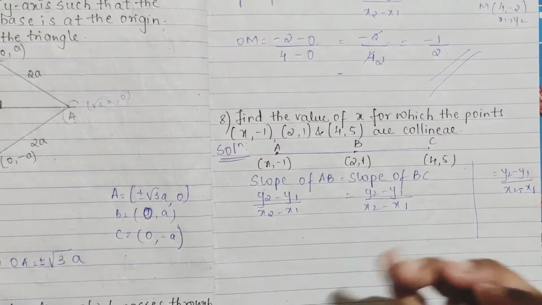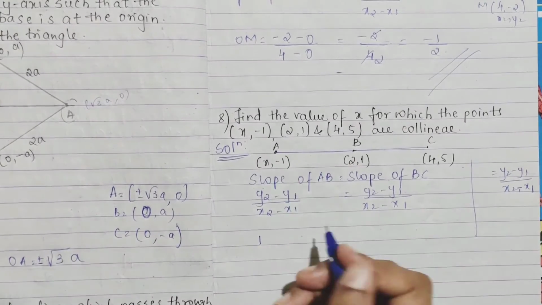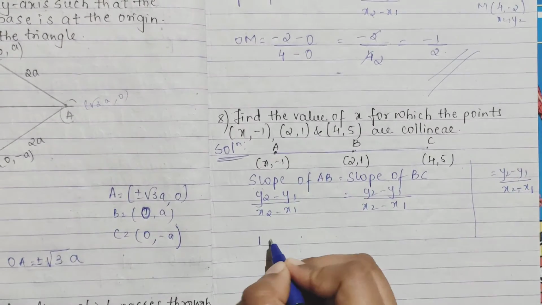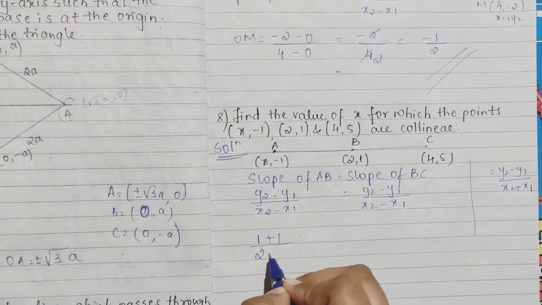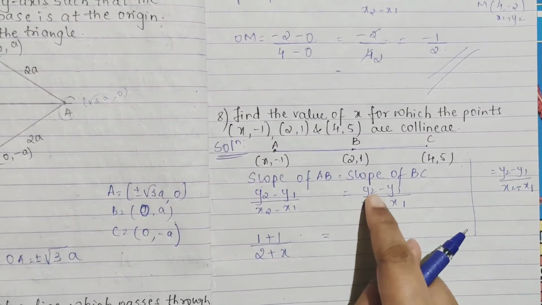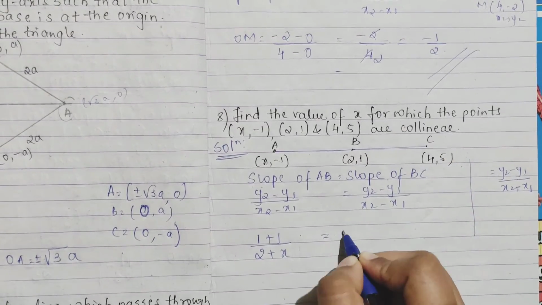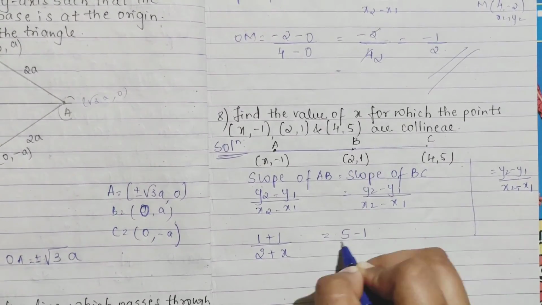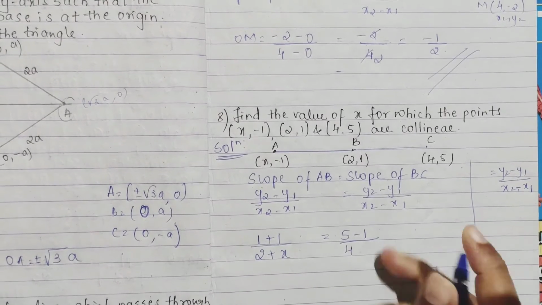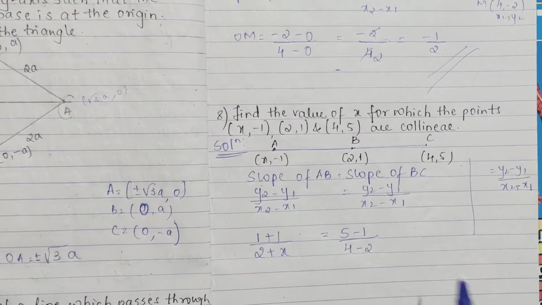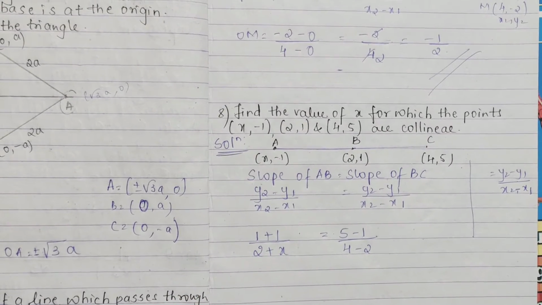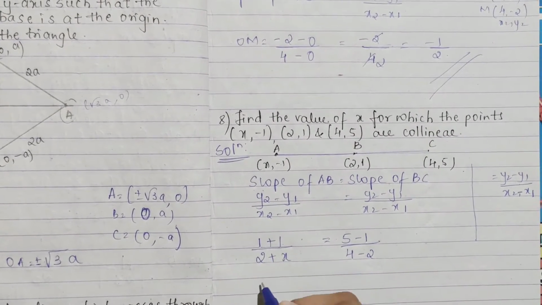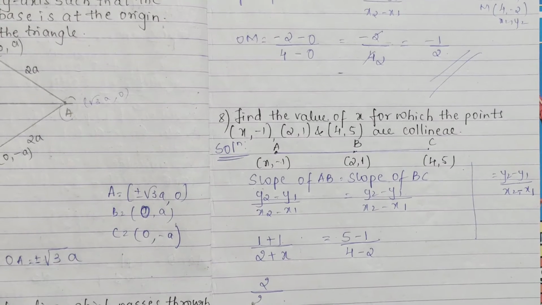So your y2 is what? 1 and your y1 is -1. Here already minus is there, so it becomes plus 1. x2 is 2 and your x1 is x itself. Equal to, here your y2 will be 5 and your y1 is 1. Your x2 is 4 and your x1 is 2. See, am I clear or no? Please make sure while you are doing. So 1 plus 1 you get 2, divided by 2 minus x.